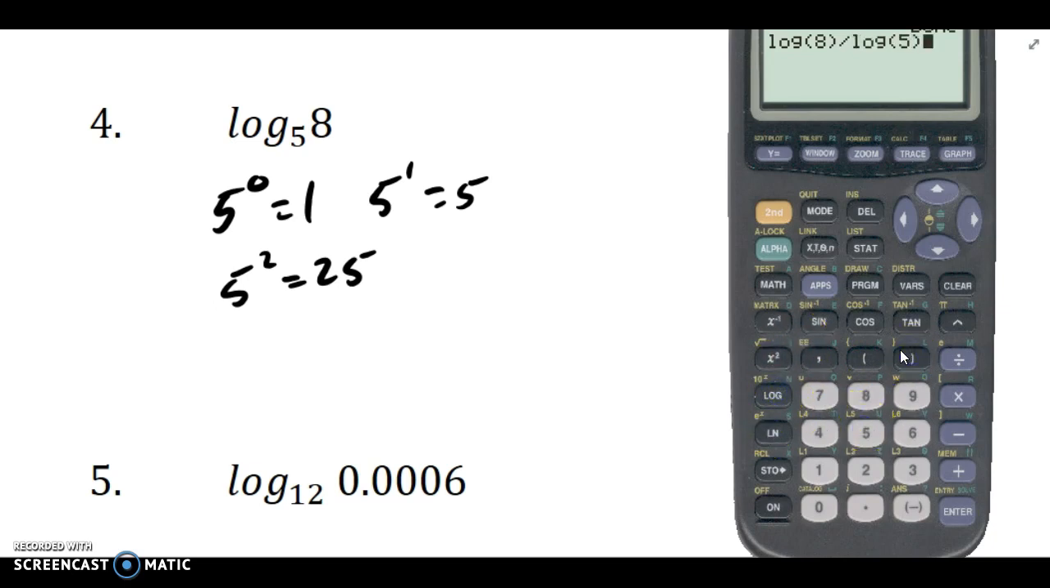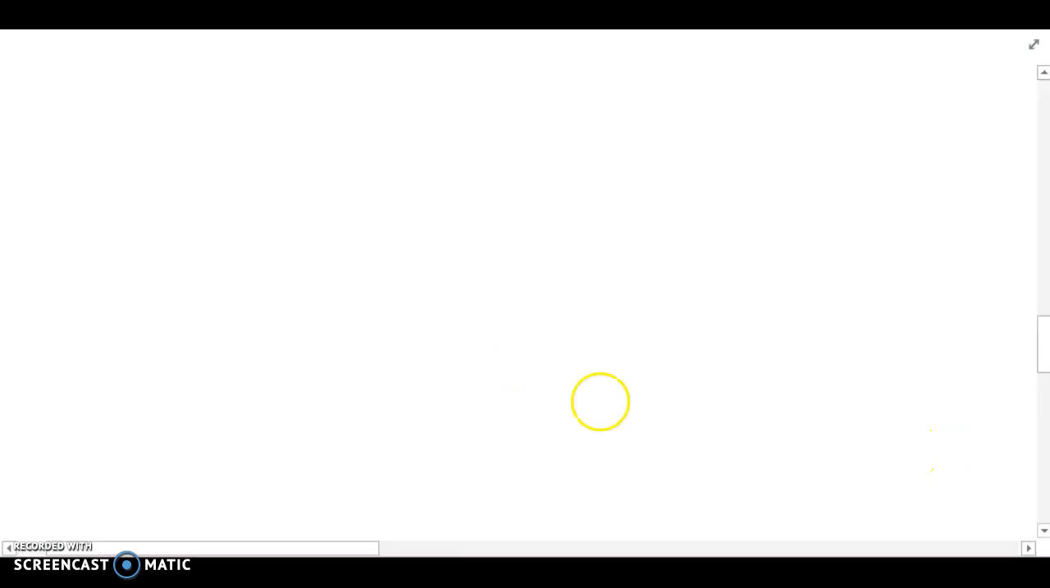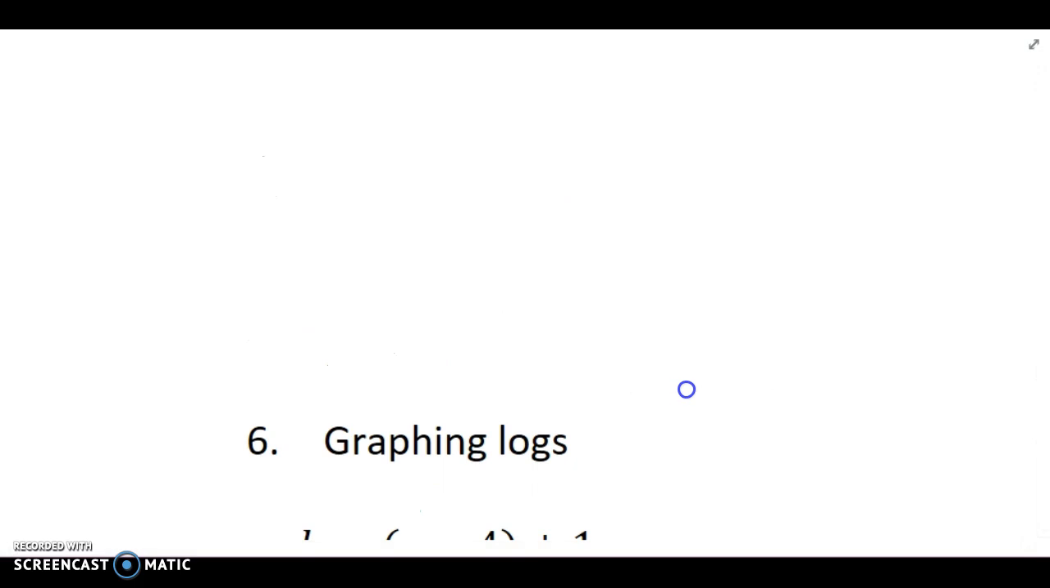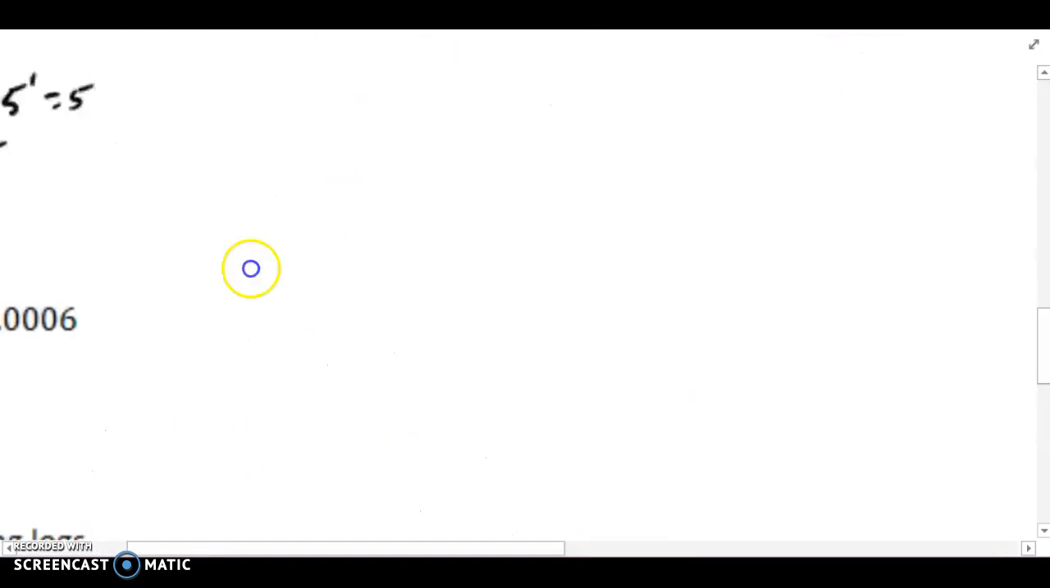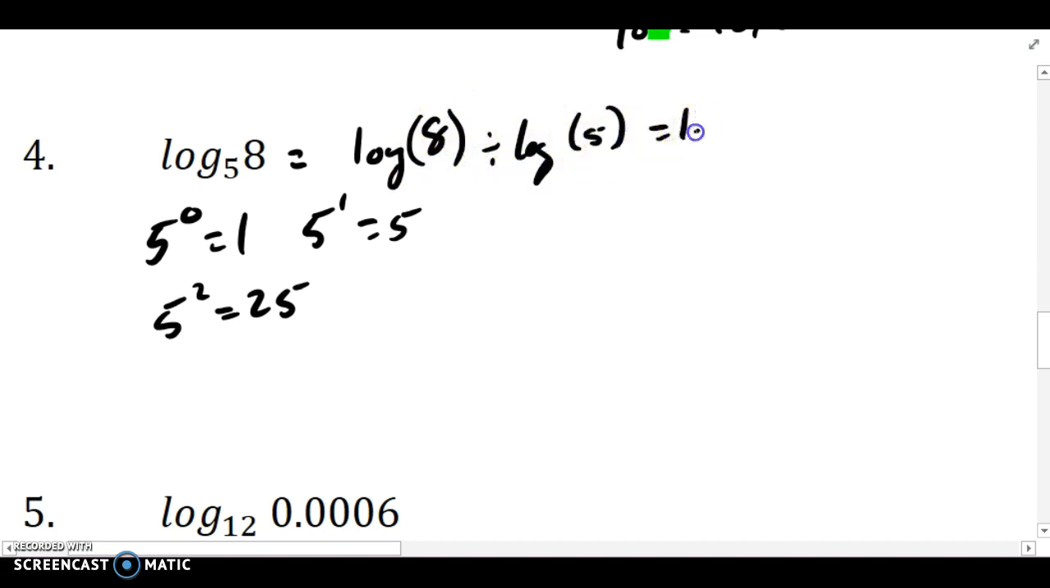Okay, so it should make sense. The top number goes on top, the bottom number goes on bottom. I'm going to enter, and I get 1.29. So I've got to find where that is at. There it is. So again, I put this in the calculator. The top number goes on top, the bottom number goes on bottom, and we get 1.29.